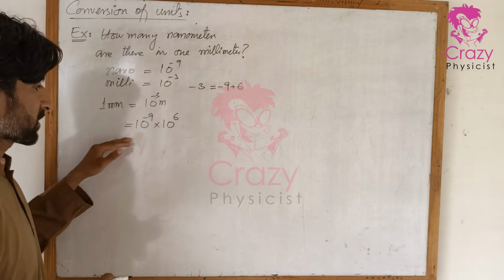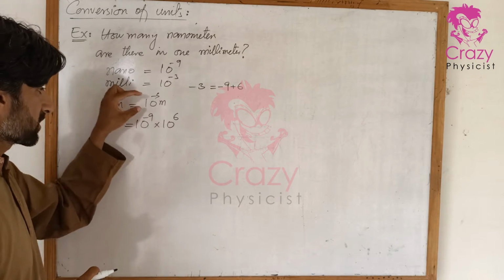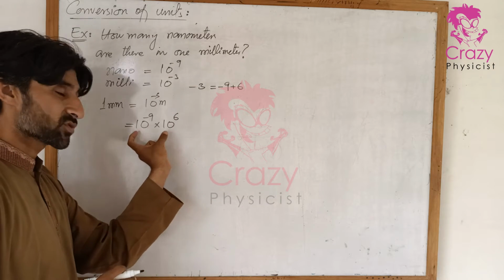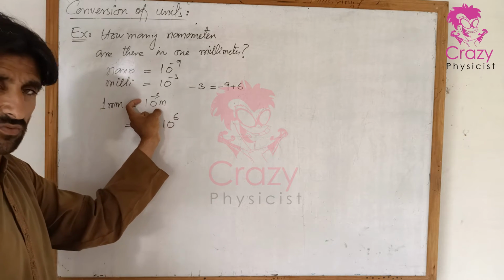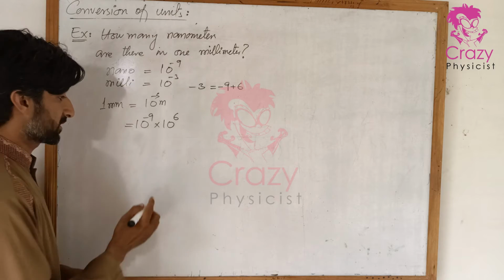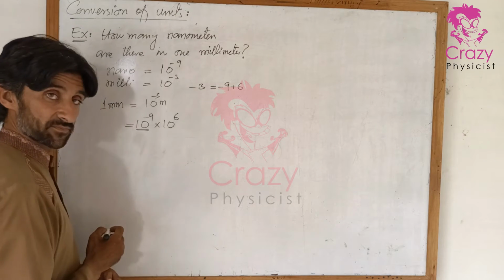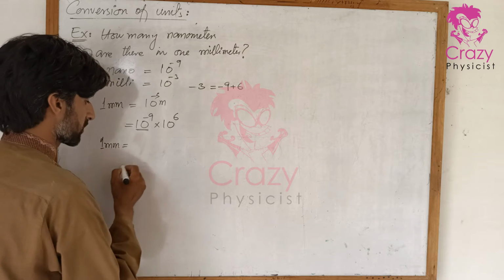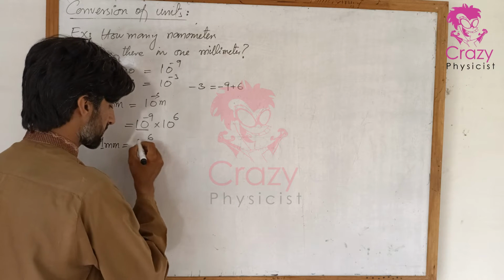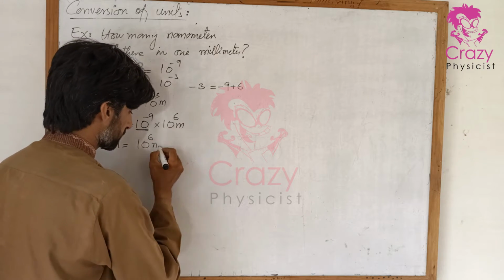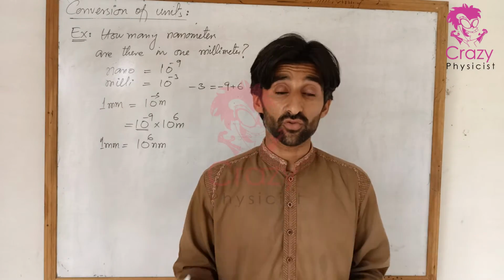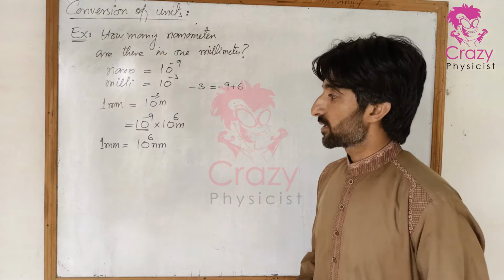So look at this. We didn't make any change. We just replaced this 10 to the power minus 3 by this value, and if we solve it again we will have 10 to the power minus 3. This is a simple method. Now look, this is the nano. So we can write it as 1 millimeter equals 10 raised to the power 6 nanometer. This is a simple way, and I think this is the simplest thing that you can follow.